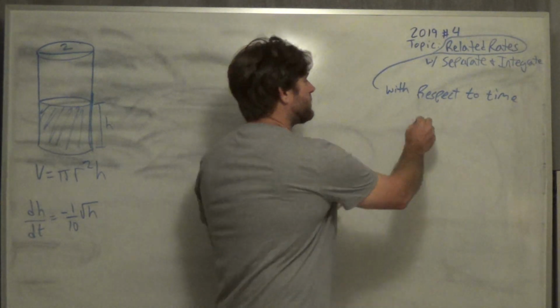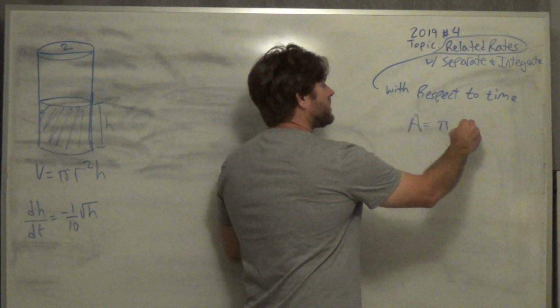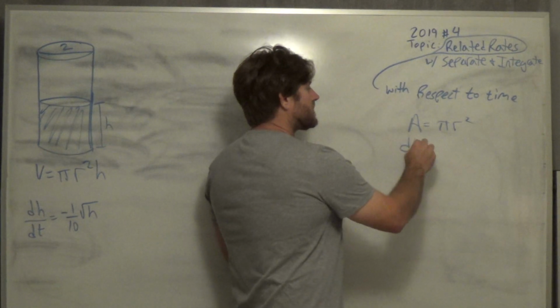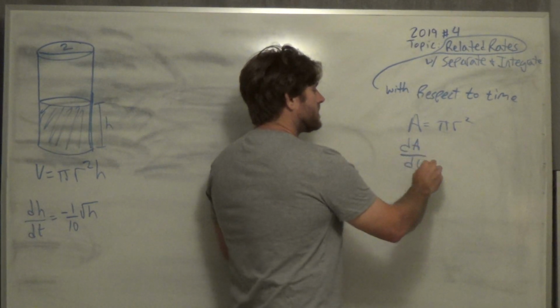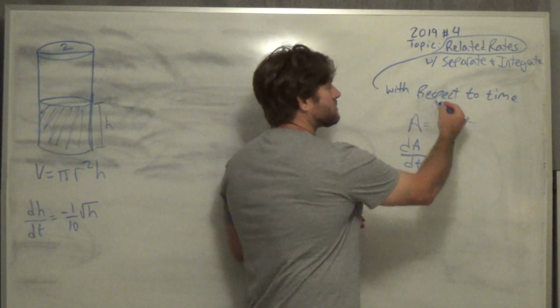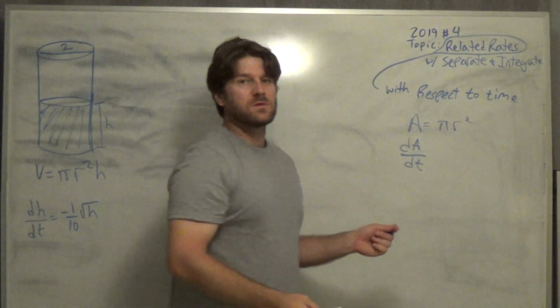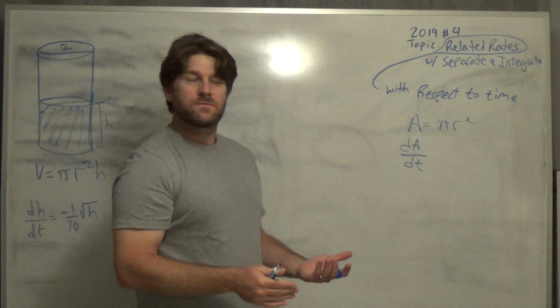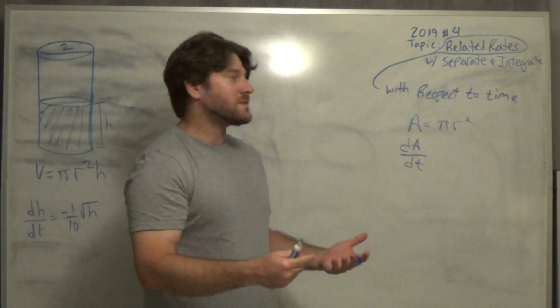Let's just take a quick, easy formula. If someone says, what's the derivative of a circle? When you take the derivative of A, instead of writing A prime, you get dA dt. Notice there's no time here. With respect to time means your hidden variable is time. It's basically like implicit differentiation, except everything gets a chain.